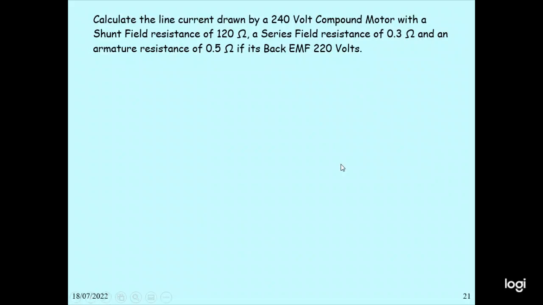Calculate the line current drawn by a 240 volt compound motor with a shunt field resistance of 120 ohm, a series field resistance of 0.3 ohm, and an armature resistance of 0.5 ohm.